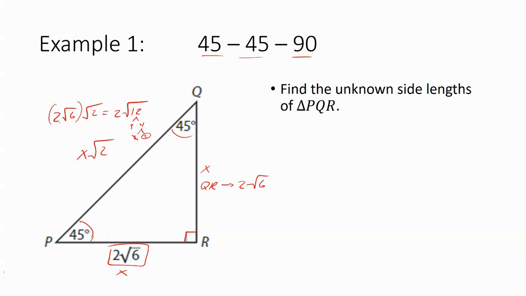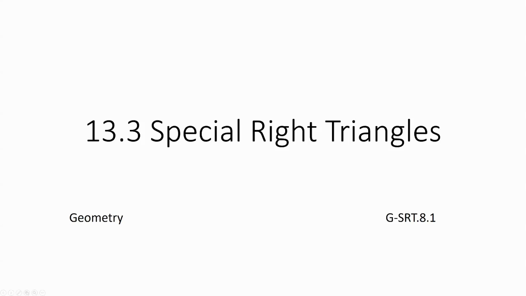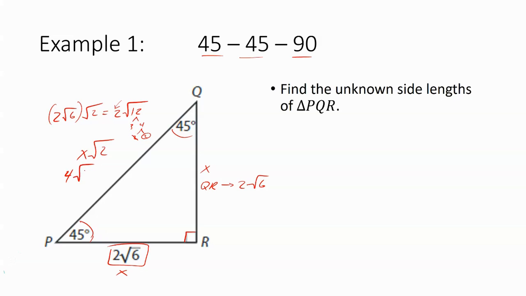So that 2 is going to go out, and he's going to multiply with this 2 that's already out here waiting. So you'll get 2 times 2, that's 4, and that 3 can't come out. There's no other pair of 3s to get out, so he's just trapped there. And my pen is really giving me a hard time right now. There we go. So those are the missing side lengths of that 45, 45, 90.